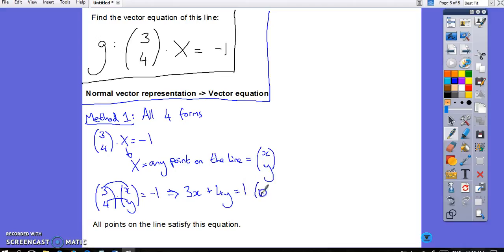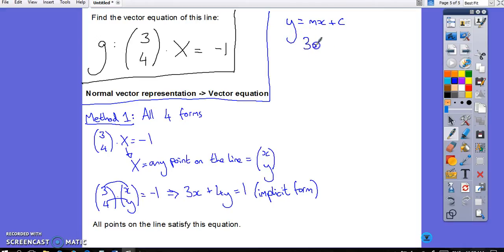Okay. So now I have the implicit equation. So this one is the implicit form. I can easily find the explicit form just by rearranging. You'll remember that the explicit form is in the form y is equal to mx plus c, or kx plus d in the German-speaking world. So all I need to do is rearrange this implicit form to bring it into this form.